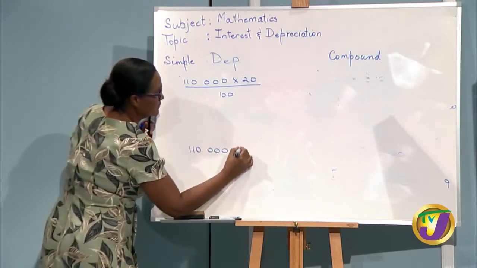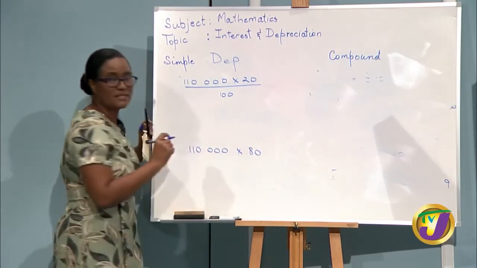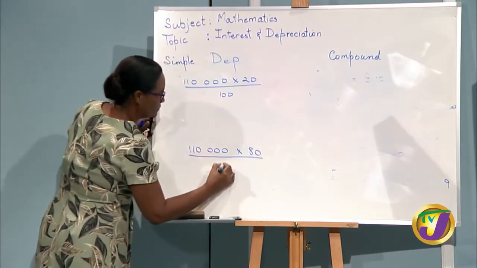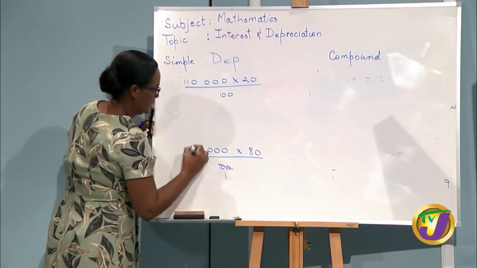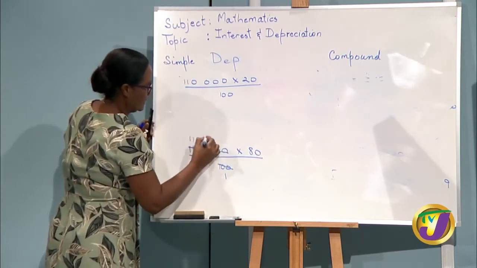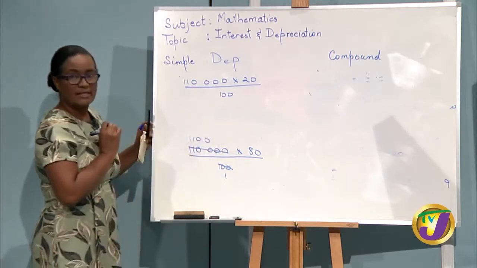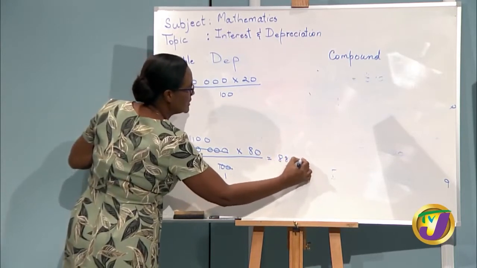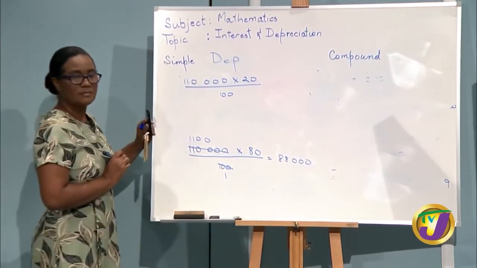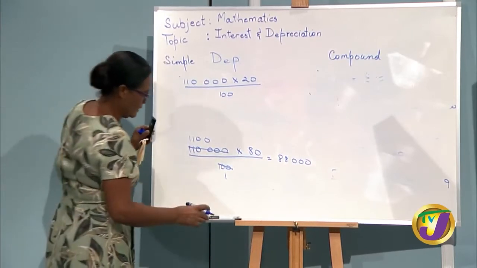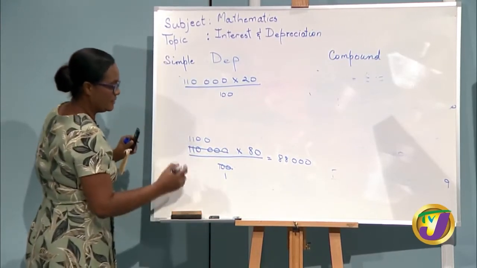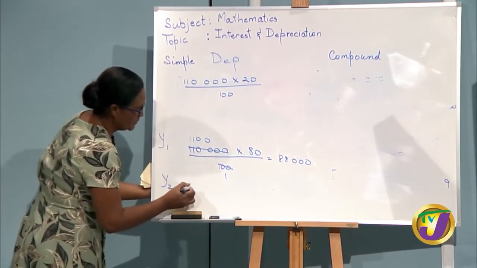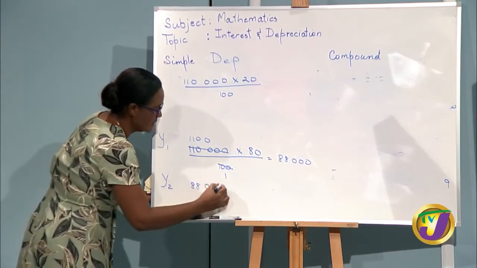So it's $110,000 times 80%. How did I get the 80%? It is 20% less than the value before. Divide by 100, divide this by 100. So that answer is $88,000. Now in the second year, the same thing would happen again, but our new cost is now $88,000. So this is year 1, year 2. So that would be $88,000.